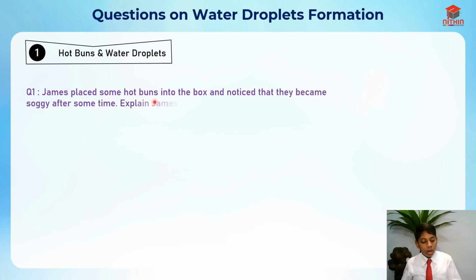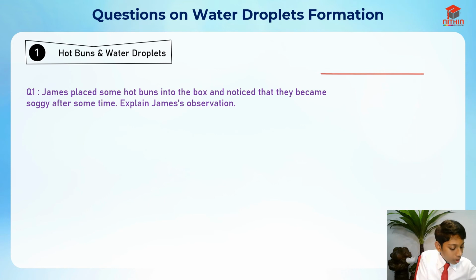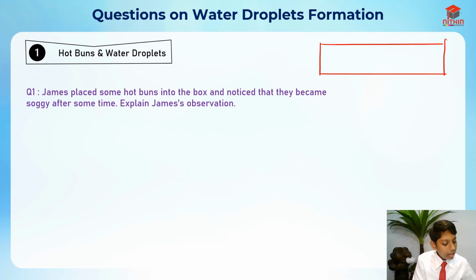James placed some hot buns into a box and noticed that they become soggy after some time. Explain James' observation. So first let's visualize the box. The box is something like this, right? Let me just draw it first. So the box has a lid as well. I know my drawing is not that good, but just deal with it. So these are the hot buns.